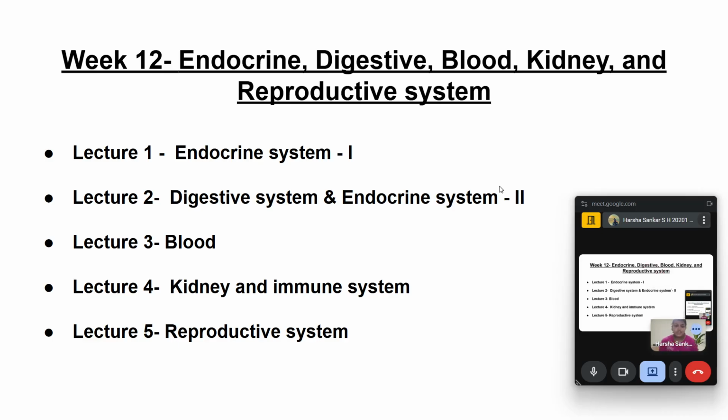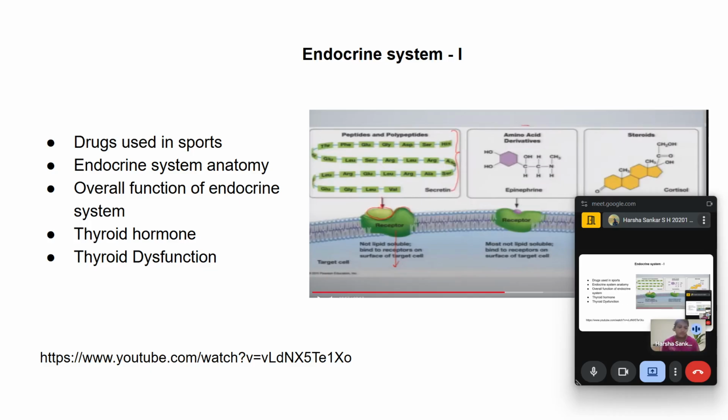So the main brief topics were: lecture one was mainly about the endocrine system. Lecture two was mainly about the digestive system and endocrine system. Lecture three was mainly about blood, and lecture four was mainly about kidney and immune system. Lecture five was mainly about the reproductive system.